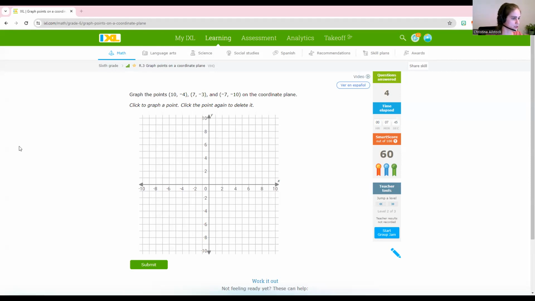All right, our first point here. Let's label all our values. Remember, the first number is your x value. So that x-axis is horizontal. If it's a positive number, you're going to the right. If it's a negative number, you're going to the left. Then the second value in that ordered pair is your y value. Remember, your y-axis is up here. It's vertical. So if it's positive, you're going up. If it's negative, you're going down.